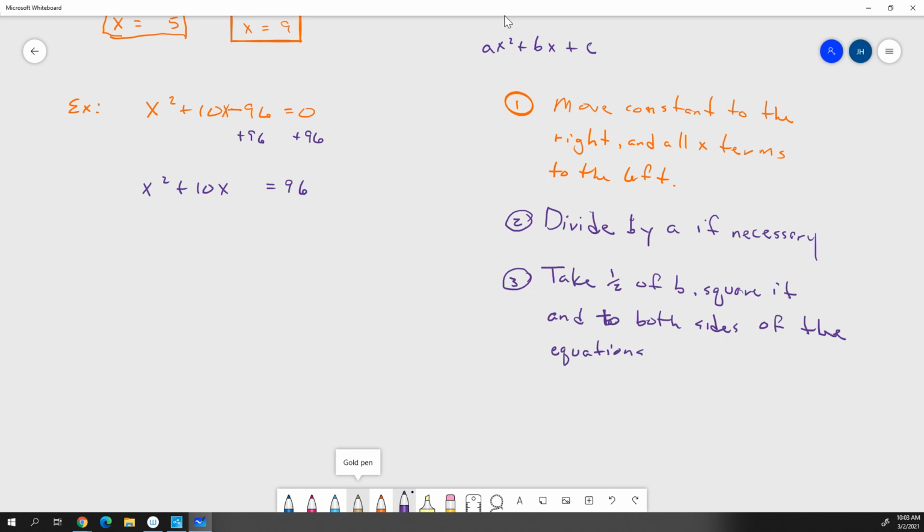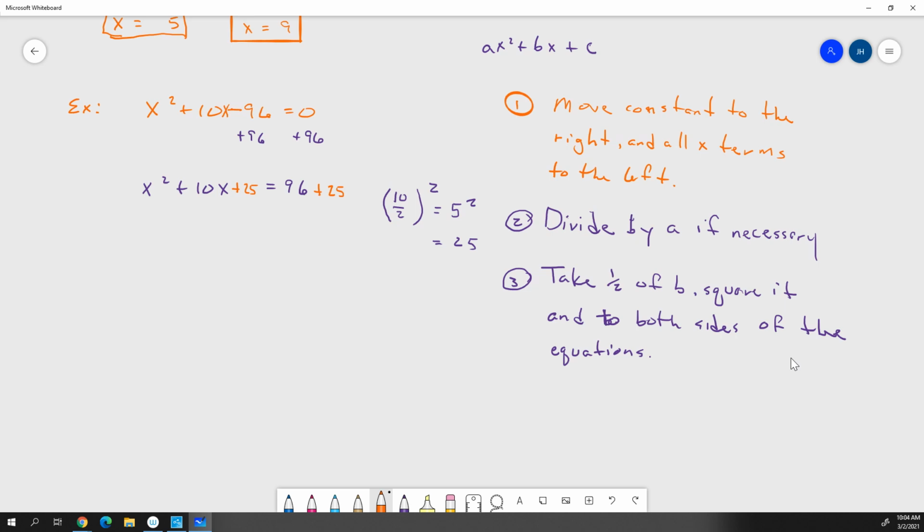What does that look like? Well, our b term is whatever is in front of our x. So in this case, our b term is 10. And it says we're going to take half of it. So I'm just going to come over here to the side and I'm going to go 10 divided by 2. And then it says we're going to square it, right? So 10 divided by 2 is just 5. So we're going to be left with 5 squared, which just equals 25. So what does it say to do with that? It says to add it to both sides of the equation. So I'm going to add 25 here, and I'm going to add 25 here.